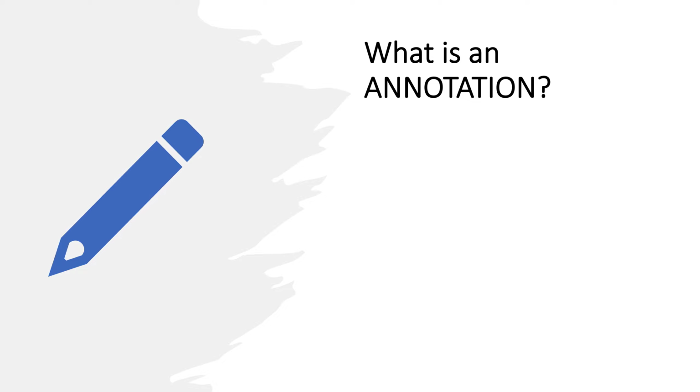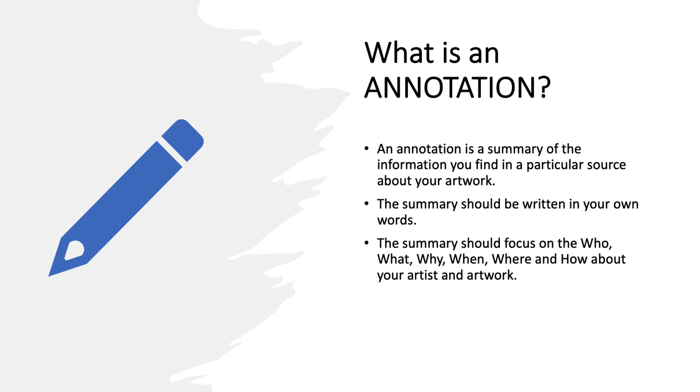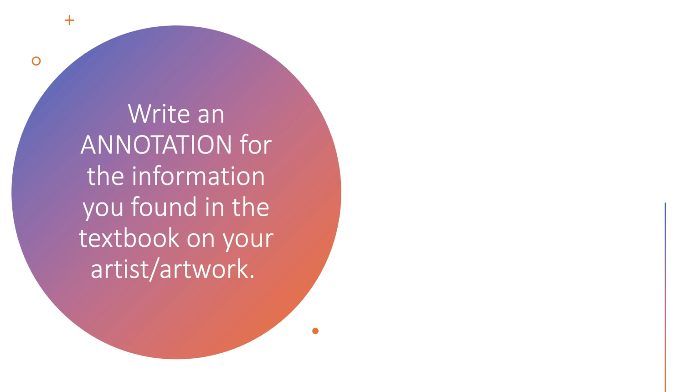All right, next thing we're going to do is write an annotation. What is an annotation? An annotation is a summary of the information you find in a particular source about your artwork. The summary should be written in your own words. In other words, you're not copying what you found in the textbook or the other sources. You're summarizing it in your own words. And for our purposes, the summary is going to focus on the who, what, why, when, where, and how about your artist and artwork. So you're going to write an annotation for the information you found in the textbook on your artist and artwork.